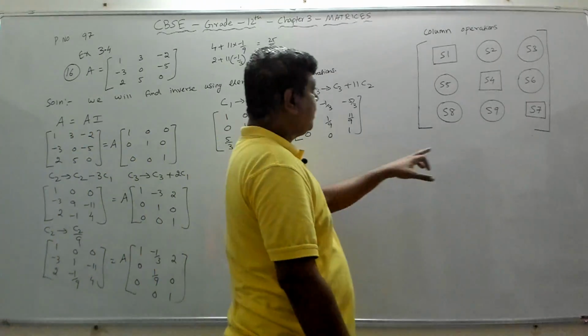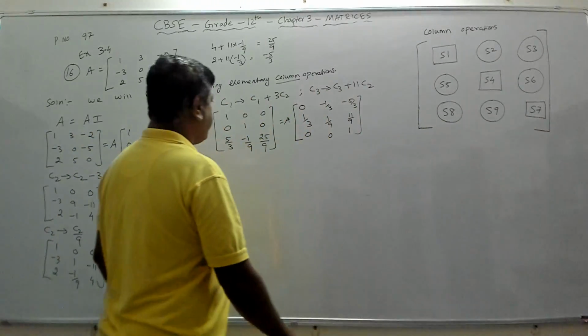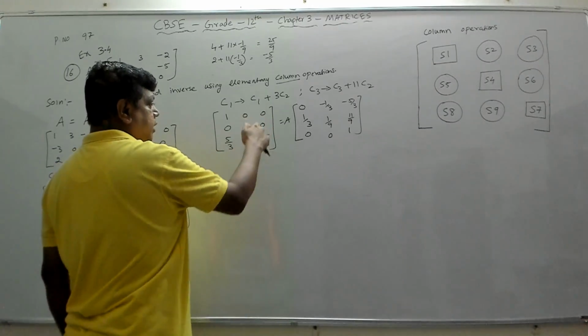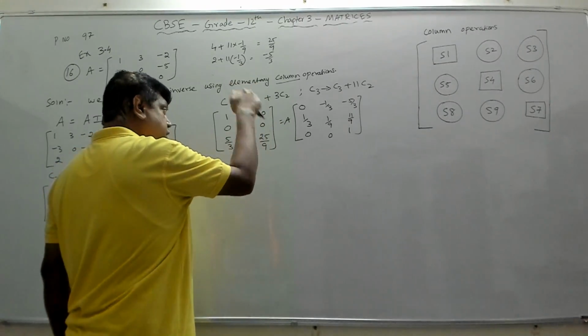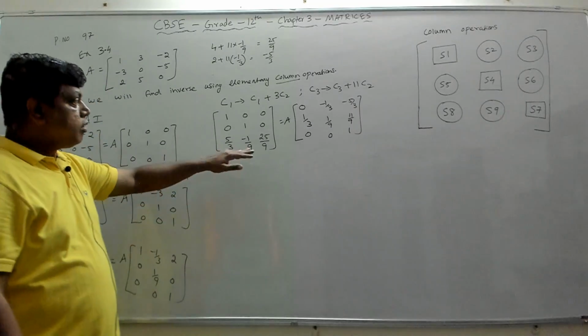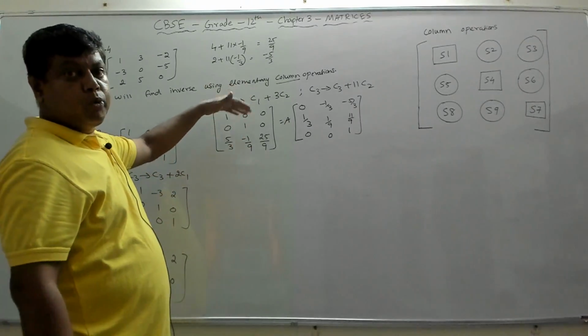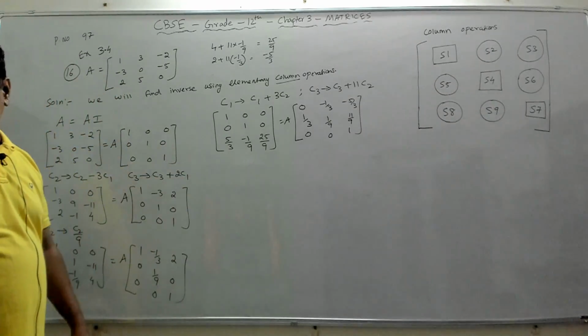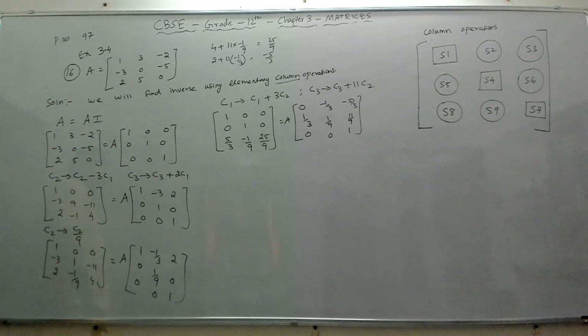Now the next step is S7. We have to make this one as 1. This is column 3, so you have to make this as 1 using column 3 only. We can't go back to column 2 and column 1 to make this element of column 3 as 1. That we cannot do, that we shouldn't do. So how do we do this?